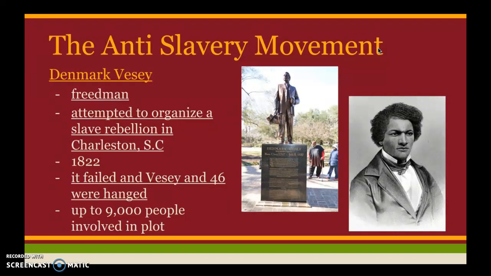who were suspected of being part of this plot, were hanged and executed. Today, there is a statue to Denmark Vesey in Charleston, South Carolina.